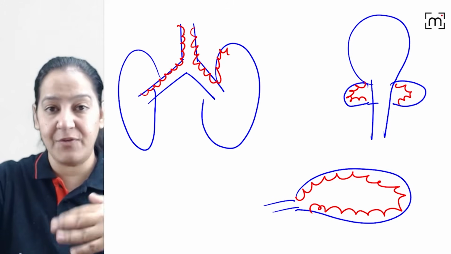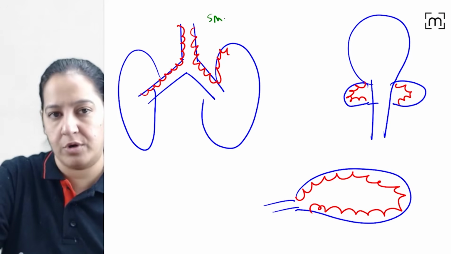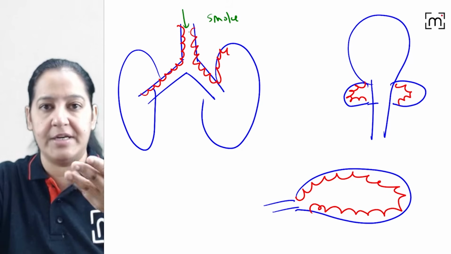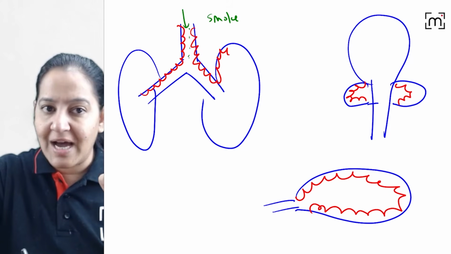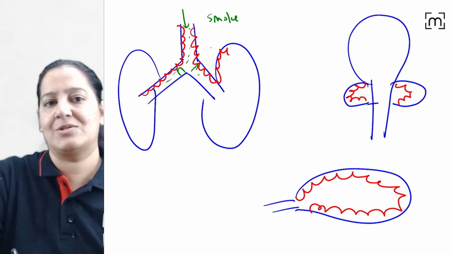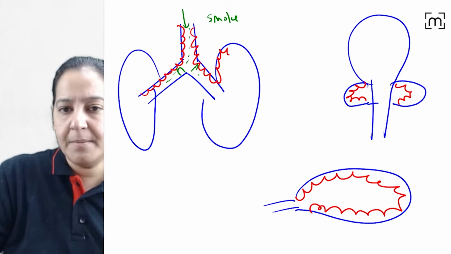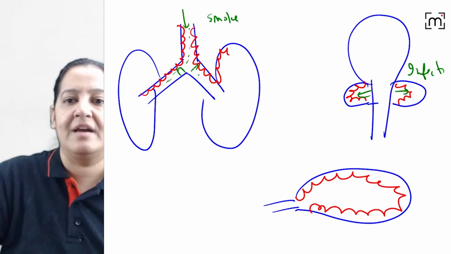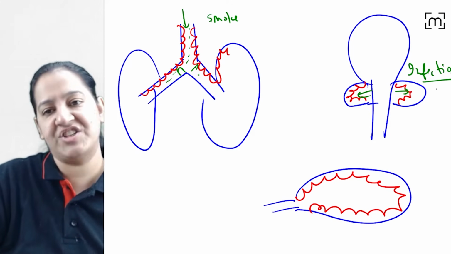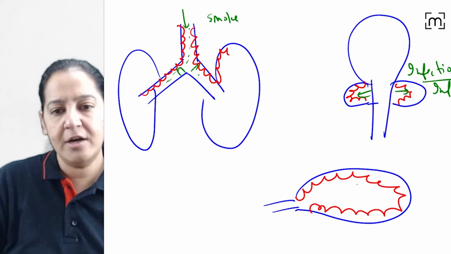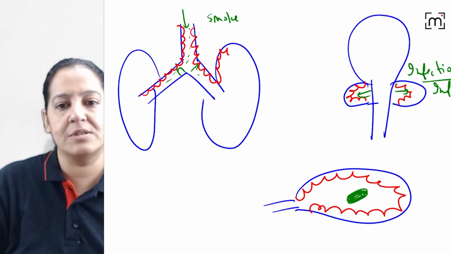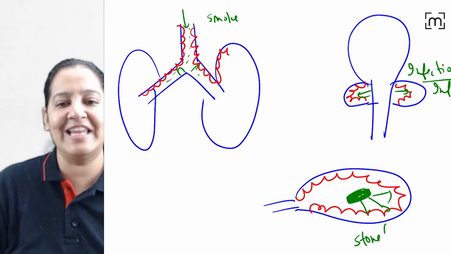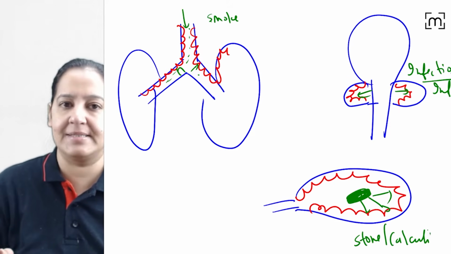God has given the lungs for respiration, but some people smoke. Someone is smoking the bidi, cigarette, you know. So the smoke is going inside. It is acting as a stress. So here smoke is the stress. Right. In prostate some infection took place. So here infection of the prostate, inflammation of the prostate, infection and inflammation is acting as a stress. And in gallbladder sometimes stones happen, right? The stones or calculi are acting as a stress.